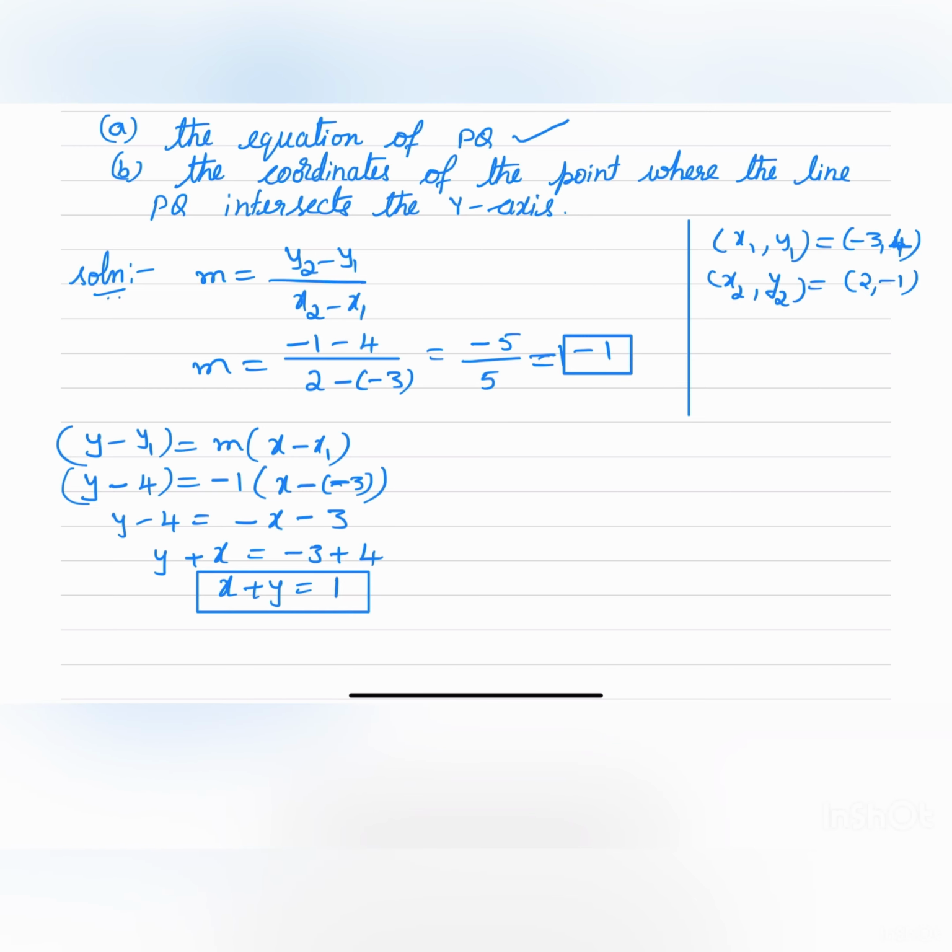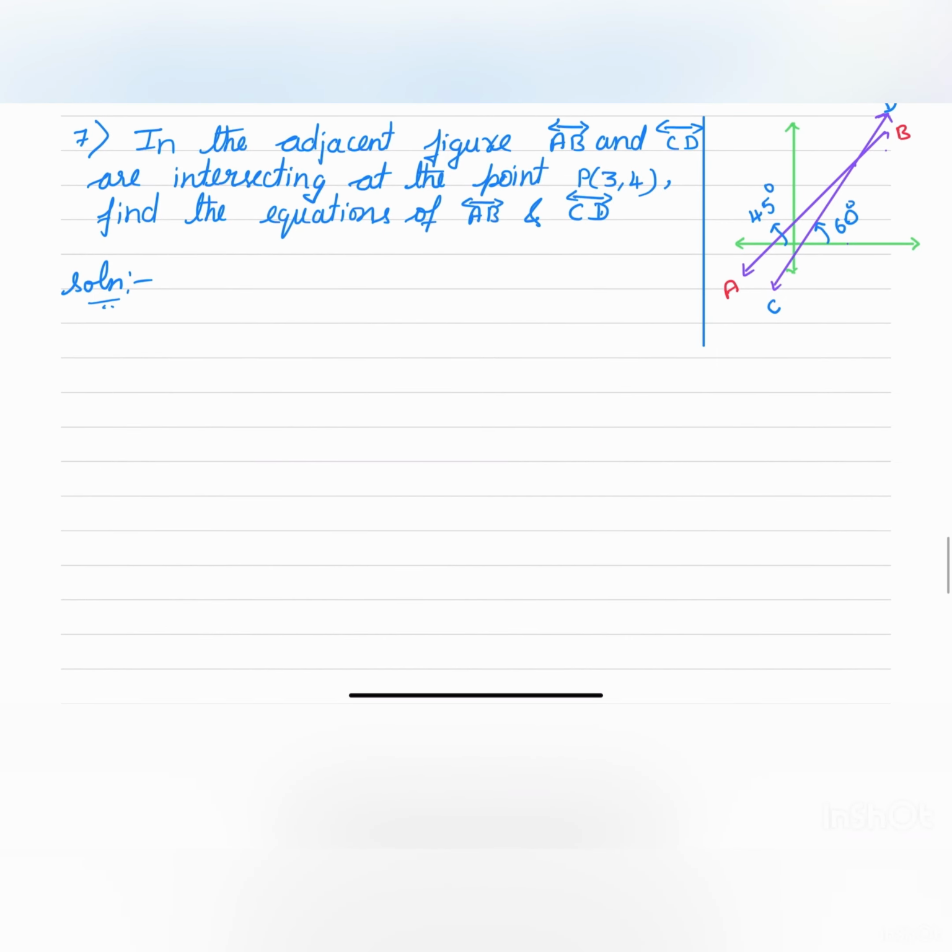This is the required equation. Let us go for the seventh one. In the adjacent figure, AB and CD are straight lines intersecting at the point (3, 4). Find the equation of AB and CD. So they are intersecting at P(3, 4), and we need to find the equation of AB and CD.